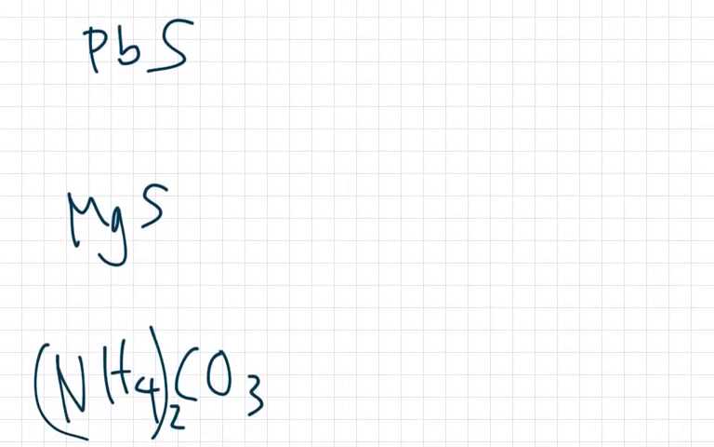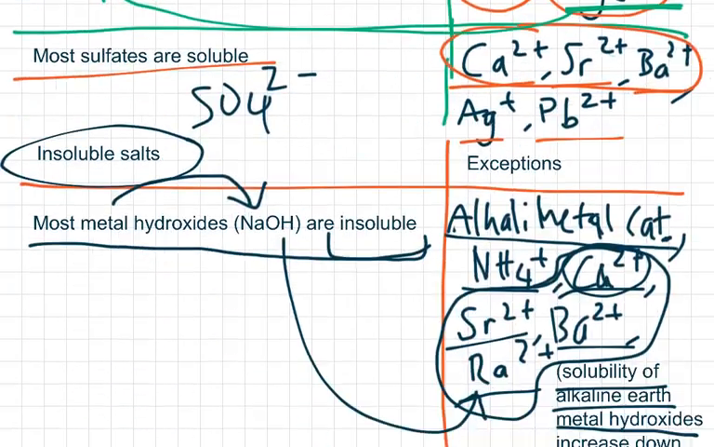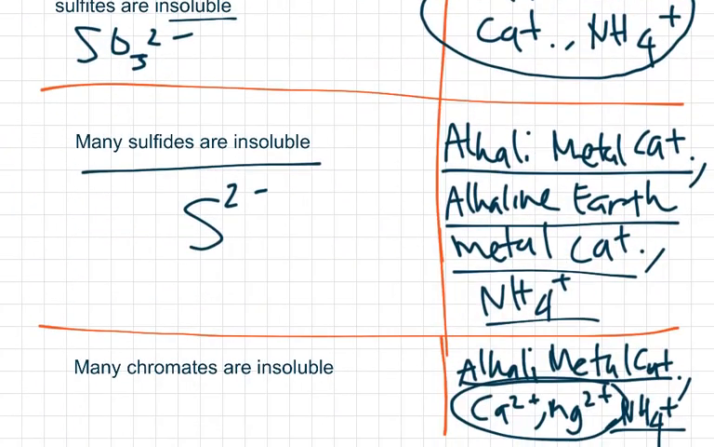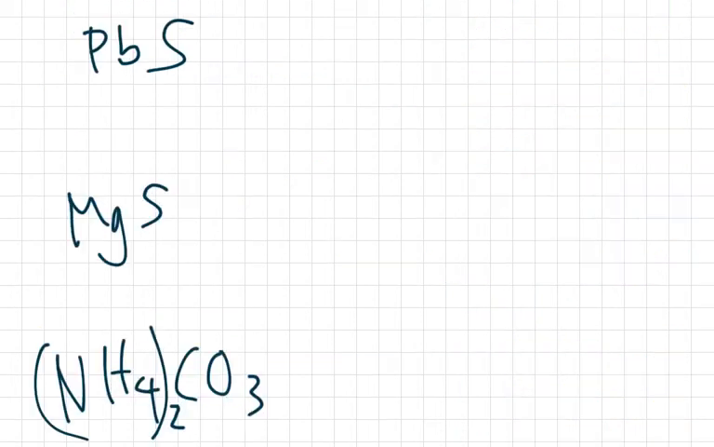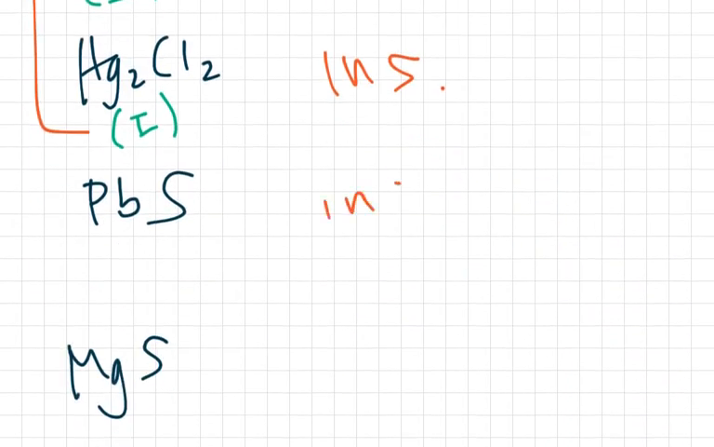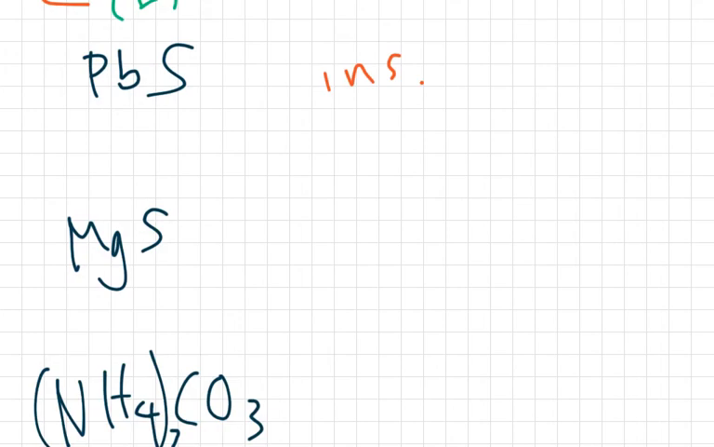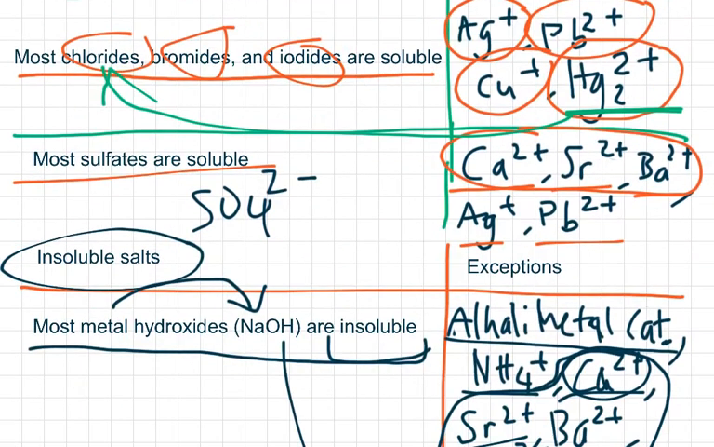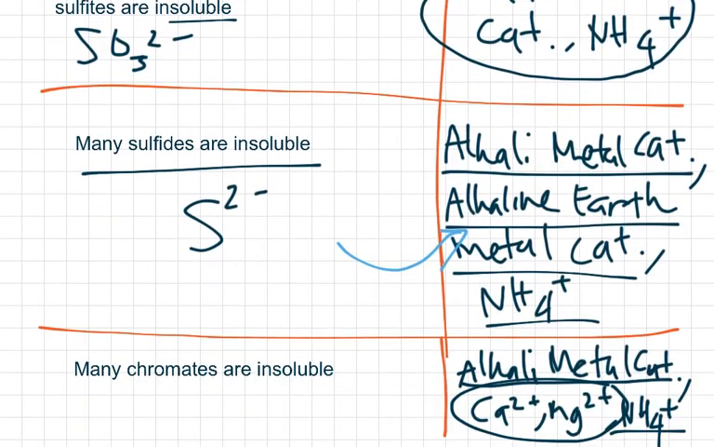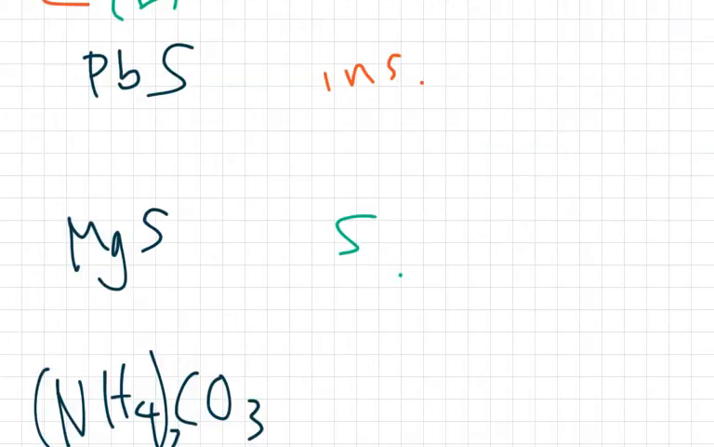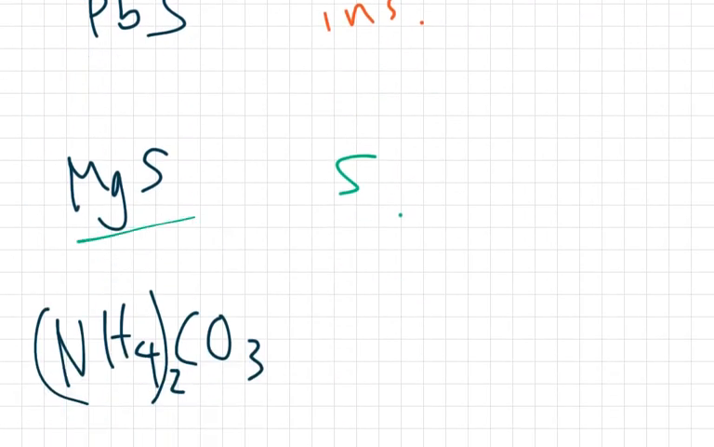Now what about lead 2 sulfide? We know that most sulfides are insoluble except for these exceptions. Is lead 2 there? Nope. So this one is going to be insoluble. What about magnesium sulfide? I think this one's going to be soluble because, as stated in the exceptions, the alkaline earth metal cations combined with the sulfides are going to be soluble. So, therefore, this is going to be soluble.